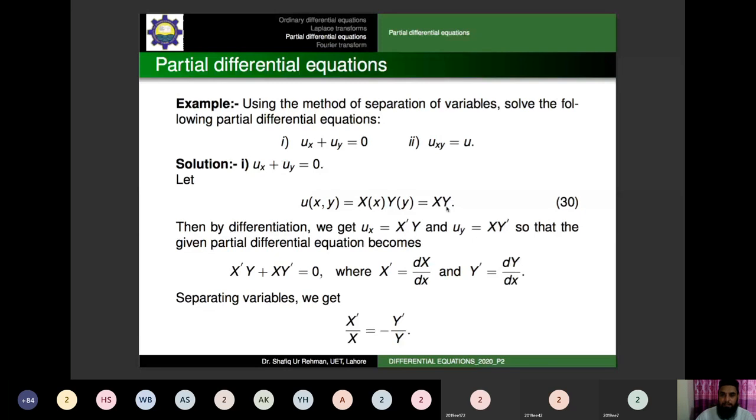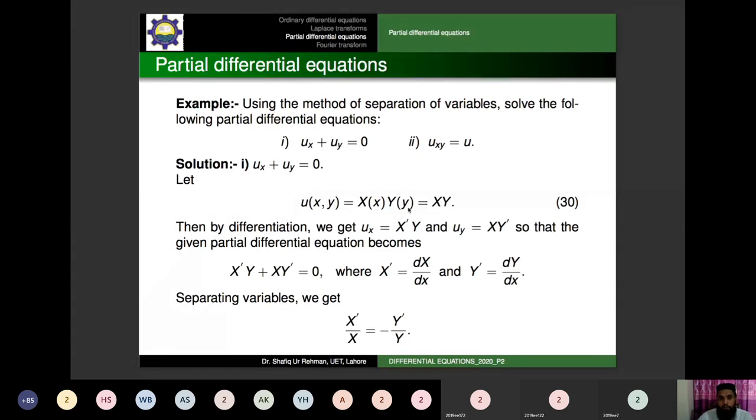Understandably, behind the scene, capital X is going to be a function of small x, and capital Y is going to be a function of small y. So this is the assumption. We assume that the solution of every partial differential equation by using the method of separation of variables is going to be described as the product of unknown functions. So we have two independent variables, so we take the product of two unknown functions, capital X and capital Y. They purely depend upon x and y respectively.